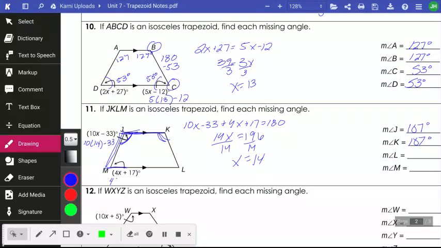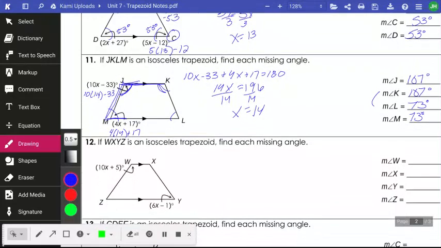So either way works. I'm going to plug it in because it's good practice and it's a good way to check. Okay, 4 times 14 plus 17 is 73, which is great. These should be supplementary, and 73 plus 107 is 180. And if angle L is 73, then angle M is also 73 degrees.